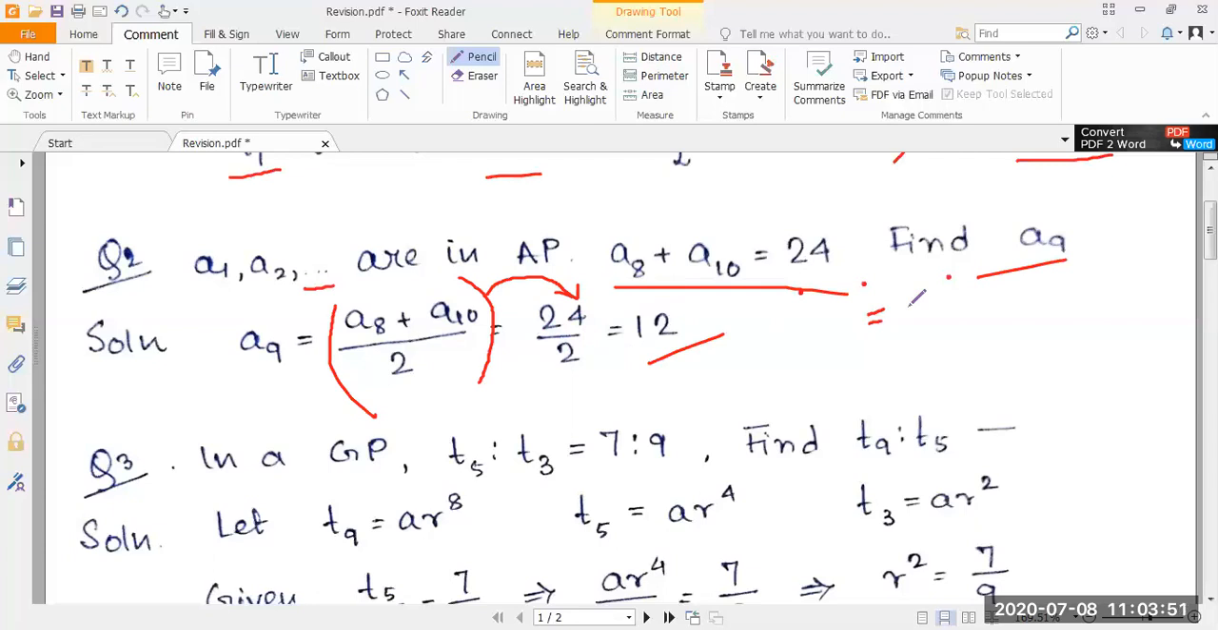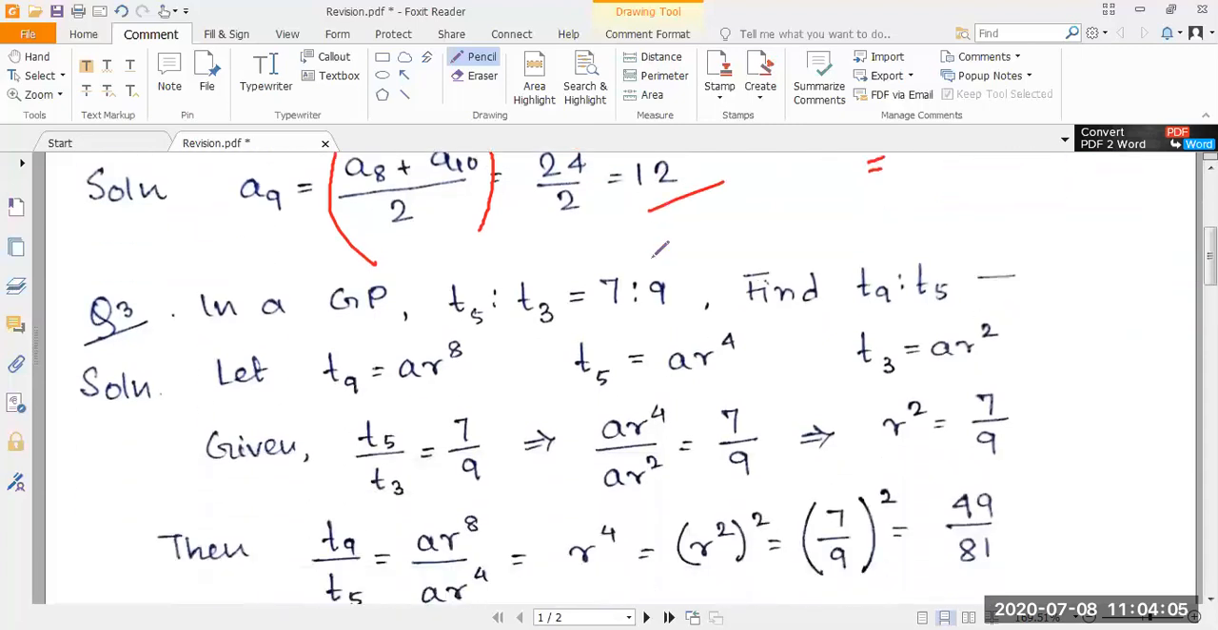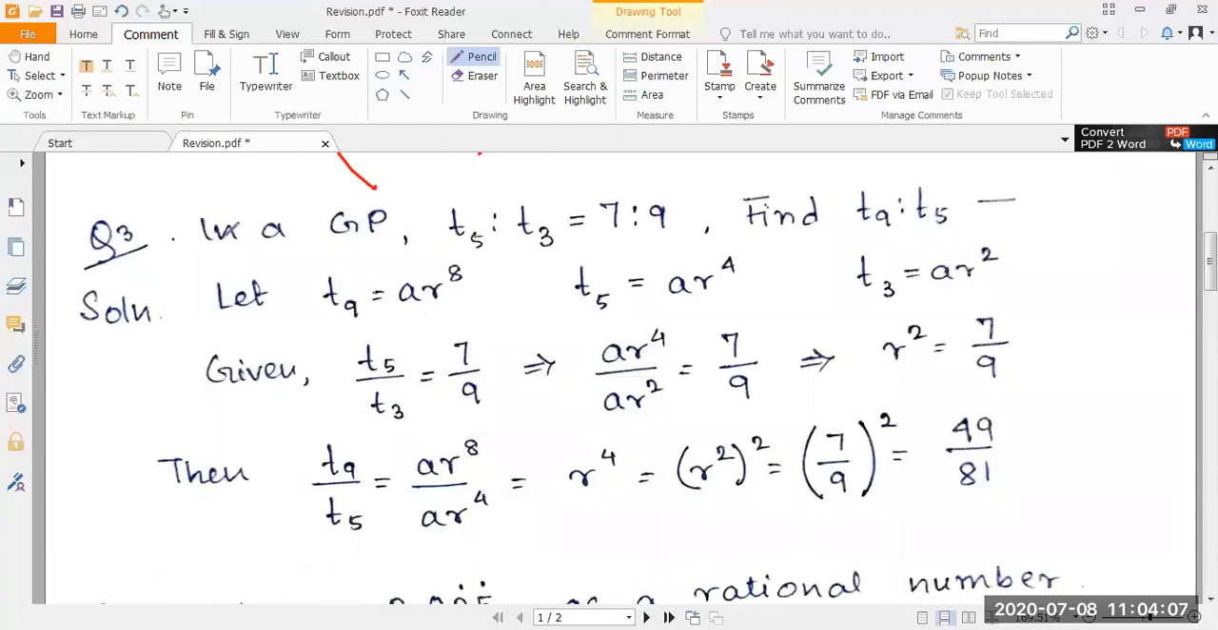So I have used the condition of arithmetic mean and arithmetic progression in this sum to find a particular value of A9, or to find a particular value of the nth term of this arithmetic progression. So the arithmetic mean formula is a really important one, which you need to remember. Okay, so we have the third sum here.